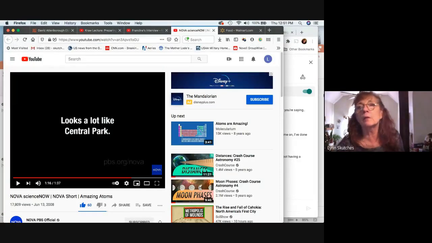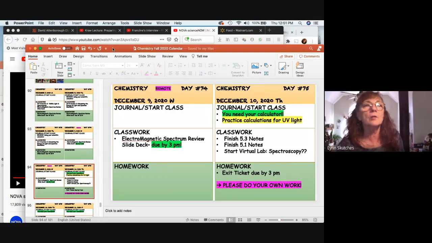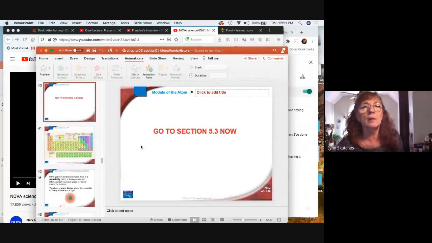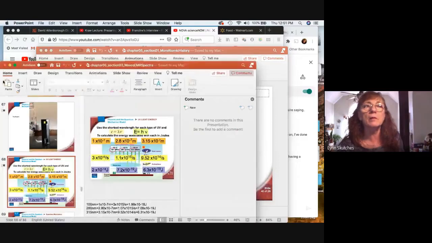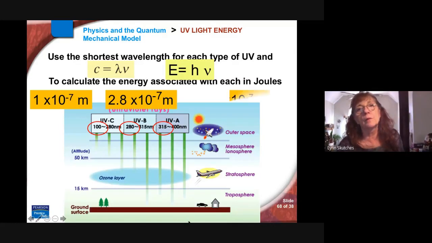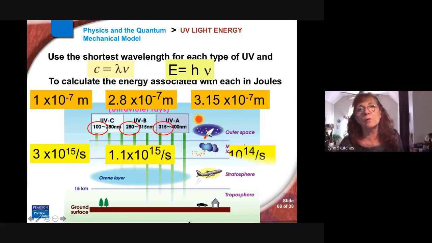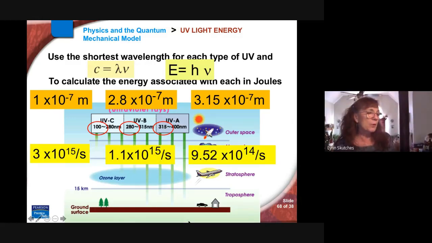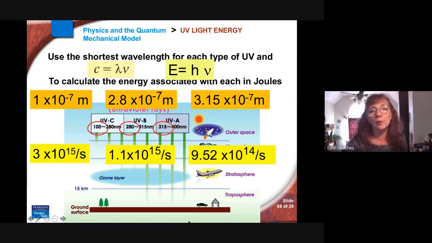Not that one yet. I got too many things open. Hang on. It's here somewhere. There it is. All right, so you should have gotten 9.52381, depending on how many spaces your calculator wants to give you, times 10 to the 14. That is the correct response.